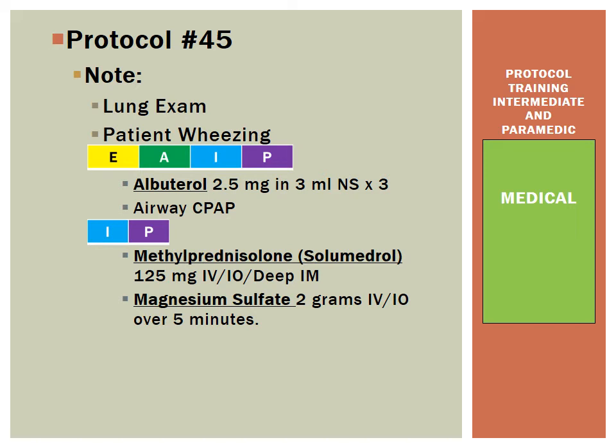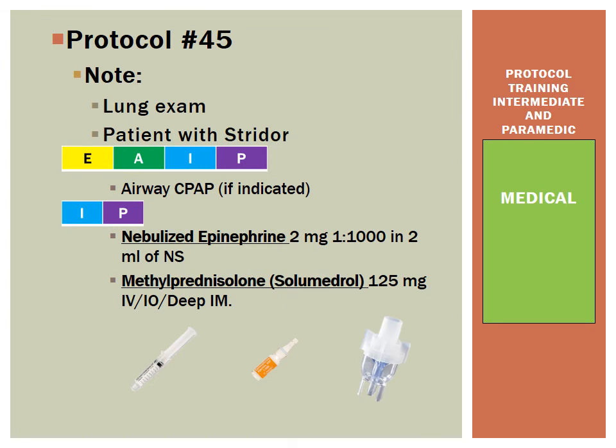Our IMP level providers will be administering methylprednisolone or solumedrol at 125 milligrams IV-IO or deep IM, and mag sulfate at 2 grams IV-IO over 5 minutes. So our patients that present with stridor, all provider levels will have the ability to administer CPAP if indicated. Our IMP level providers will nebulize epinephrine, 2 milligrams of 1 to 1,000 in 2 mLs of normal saline, as well as administer methylprednisolone or solumedrol at 125 milligrams IV-IO or deep IM.